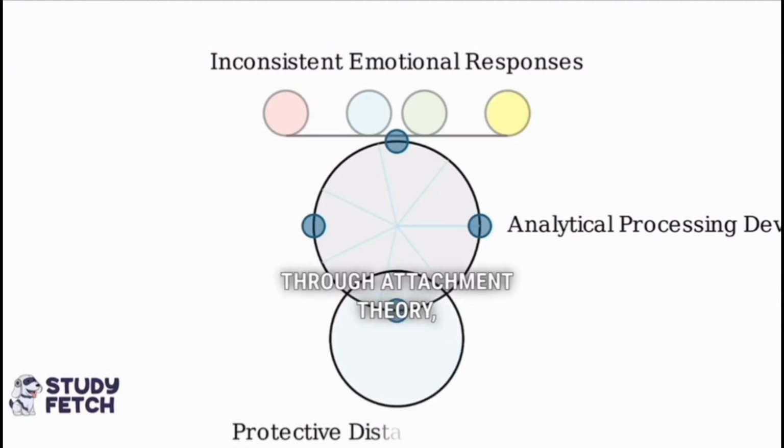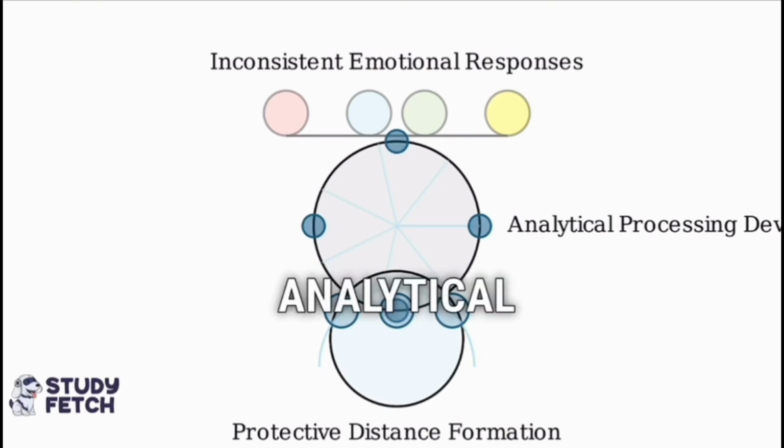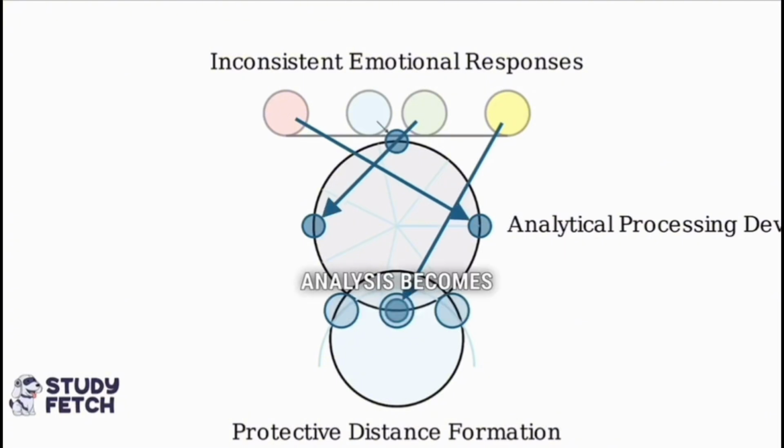Through attachment theory, we understand how emotional distance becomes a protective mechanism. This protective distance leads to the formation of a highly analytical approach to life experiences. This pattern of intellectual analysis becomes a fundamental way of processing and understanding emotional experiences.